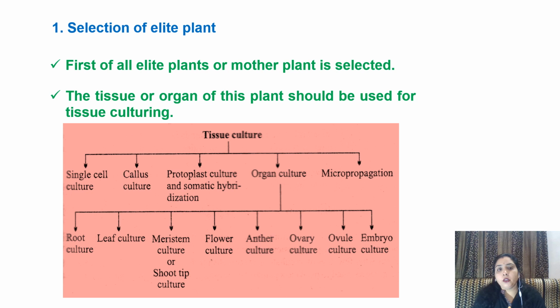First one is selection of allied plants, or we can say mother plant. First of all, the allied plant or mother plant is selected. The tissue and/or organ of this plant should be used for tissue culturing. It could be a single cell, callus, protoplast, any organ, or we will go for micropropagation. Organ culture will include root culture, leaf culture, meristem culture, flower culture, anther culture, ovary culture, ovule culture, and embryo culture.